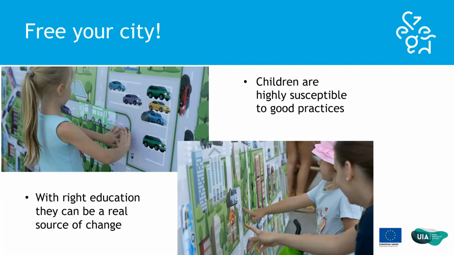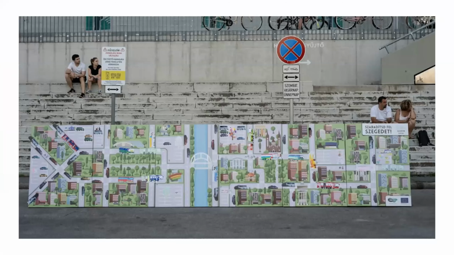Why is it good to come up with actions whose target group is children? I participated, I think last week, in another webinar about behavior change, and one of the takeaways of that webinar was also that this is one of the low-hanging fruits when it comes to behavior change, and is making children your target group because they are highly susceptible to good practices, and with the right education, they can be a real source of change. Now, within our action, we created this big poster that you can see on this picture.